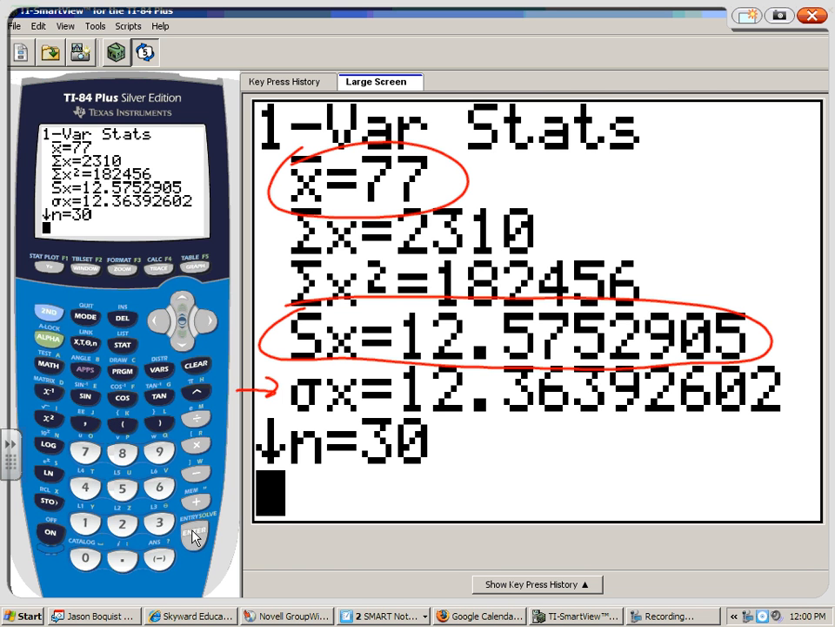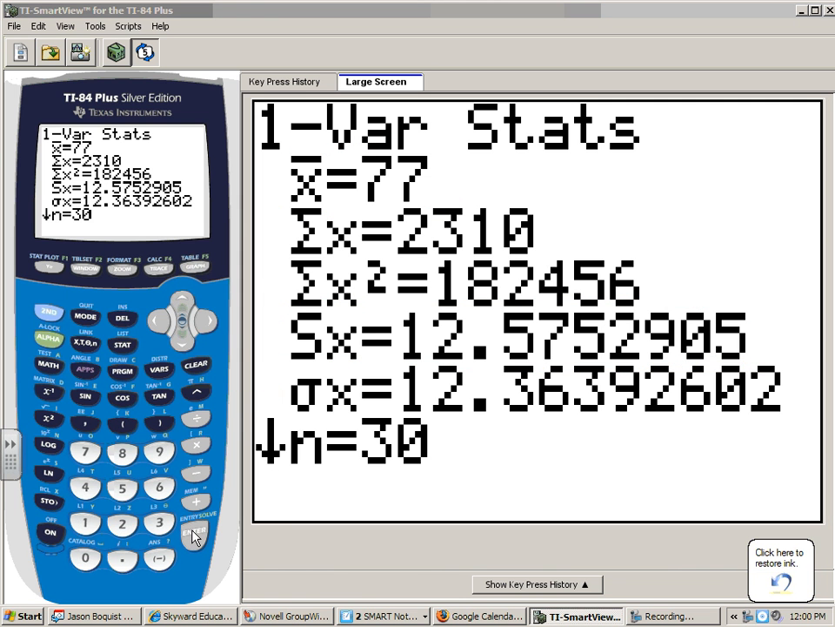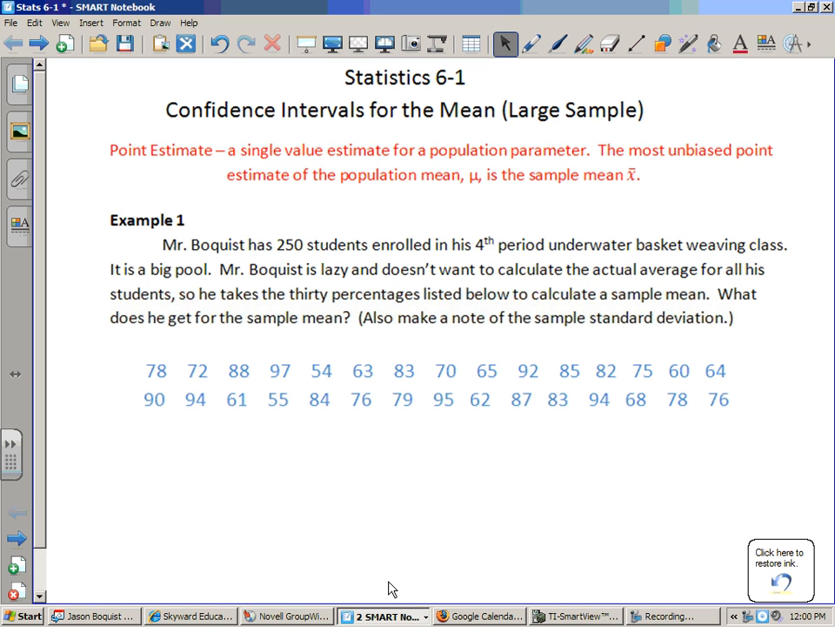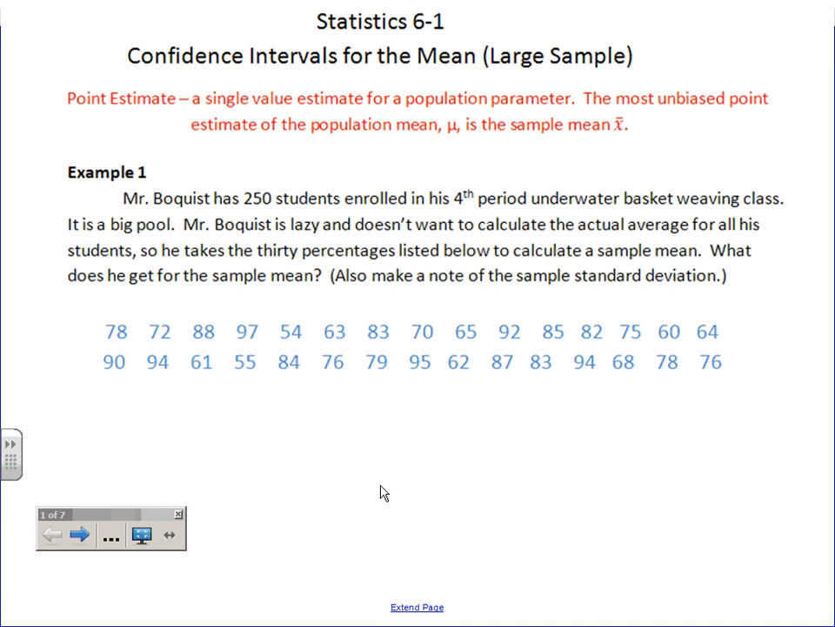Well, that was all fun and good, so let's write that down. And where is it? Here it is. And get that out of here. And there we go. X bar is 77. S for standard deviation, that is, remember when you use S, that means of a sample. When you use that little sigma, it means otherwise. It is 12.58.